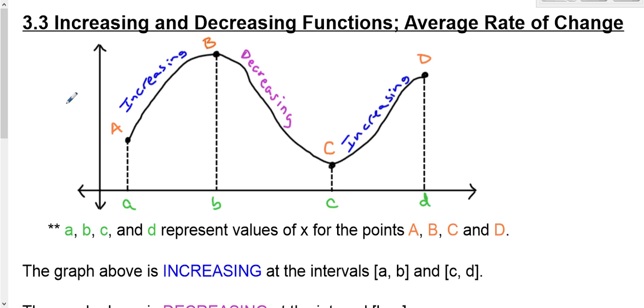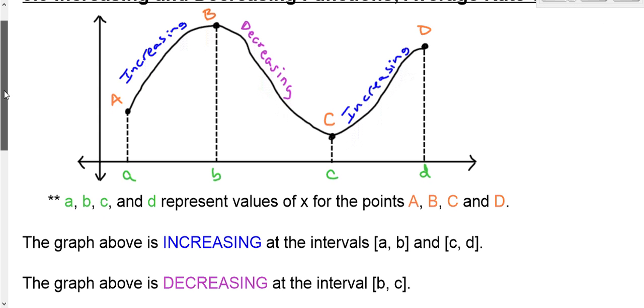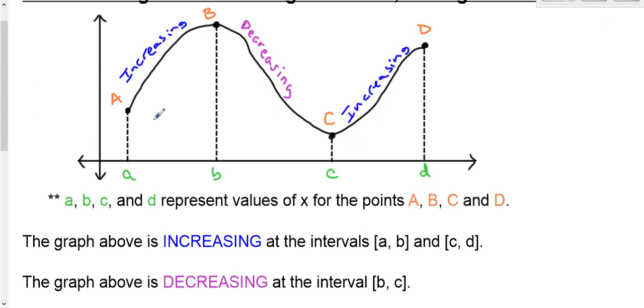This is section 3.3, increasing and decreasing functions, and also average rate of change. So we will first start with increasing and decreasing functions. Here I have a graph of a curve, and it shows points A, B, C, and D, and the values of x at each of the points are represented by lowercase a, lowercase b, lowercase c, and lowercase d.